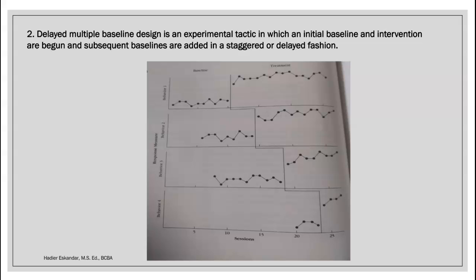And then you also want to intervene on the most stable baseline first. So even though you had in mind an order of behaviors to start your treatment on, you really shouldn't have an order. You should just start your treatment on the behavior that has the most stable baseline first.